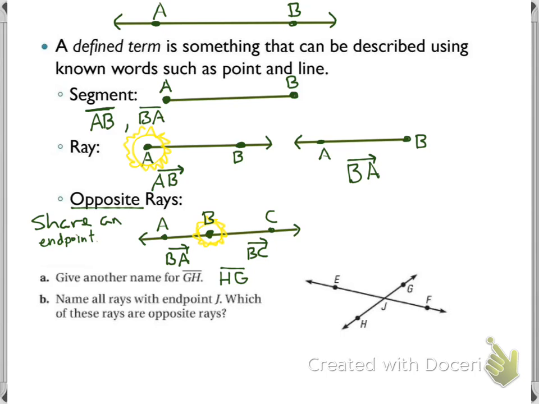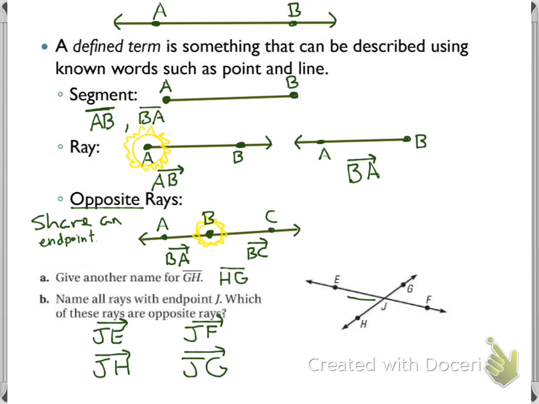So going around, I could start at J and go through E. I could start at J and go through H. I could start at J and go through F. And lastly, I could start at J and go through G. So there's my 4 rays. They each go out in the opposite direction. I'll save you the drawing of the sun again.